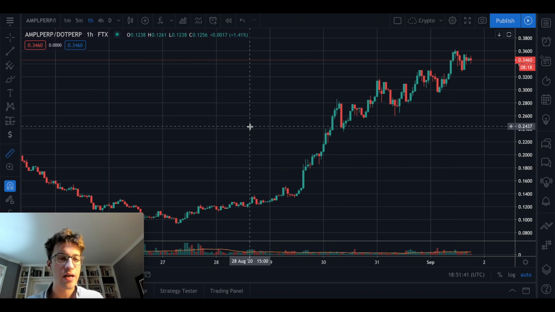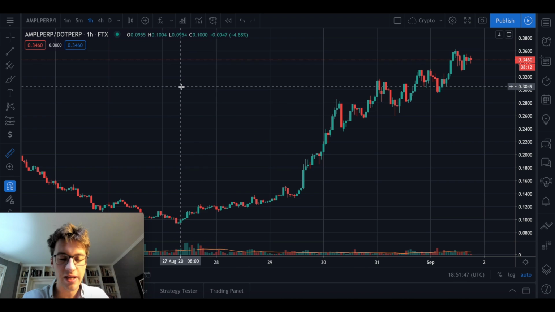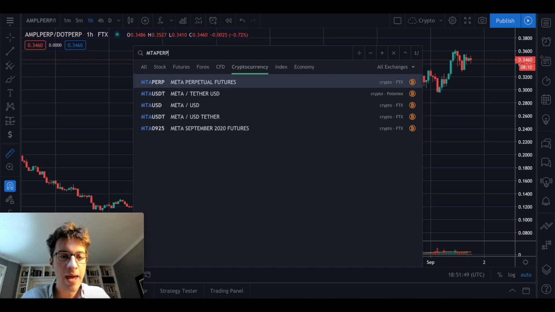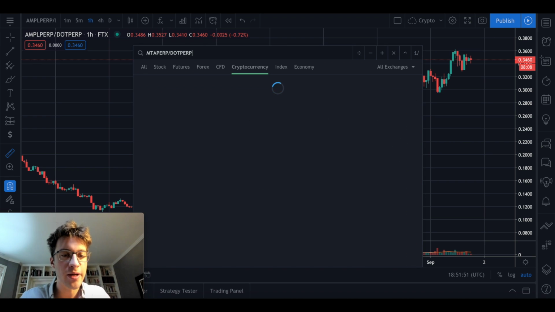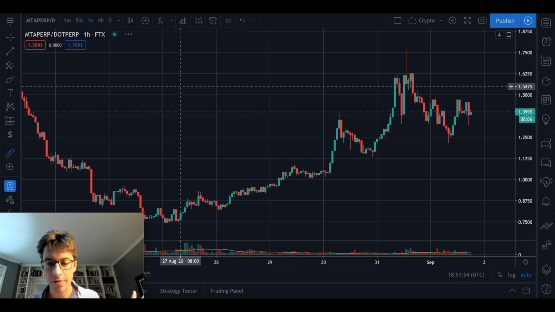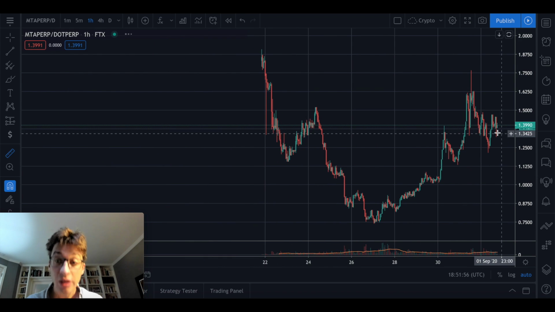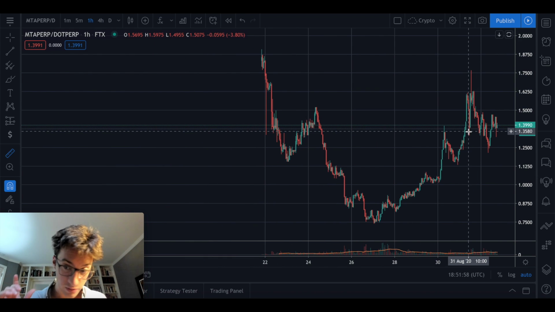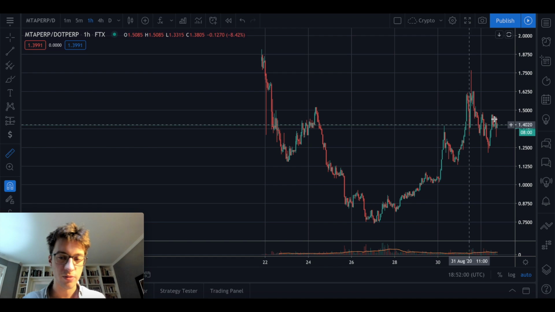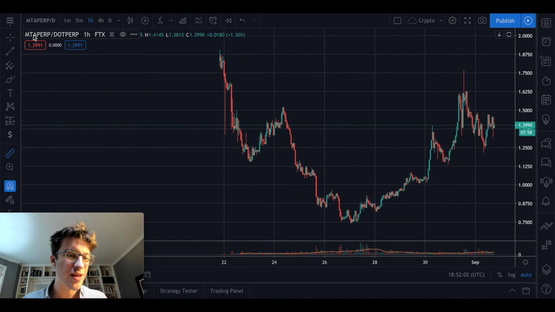So what I mean by that is, Ample doesn't have one. But let's say you're looking at MTA perp versus DOT perp, right? And you find that, hypothetically speaking, you are just really wanting to short this ratio. You want to short this ratio so bad. You've never wanted to short a ratio more. And you know that this funding, unfortunately, is very negative. It's going to hurt you if you short. This funding is very positive. If you long, it's going to hurt you.